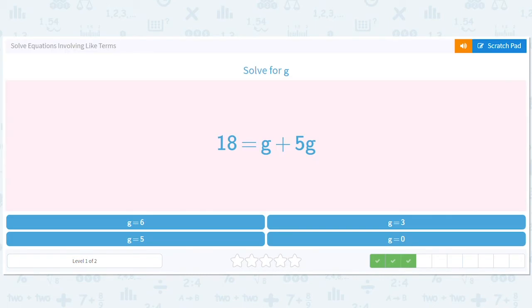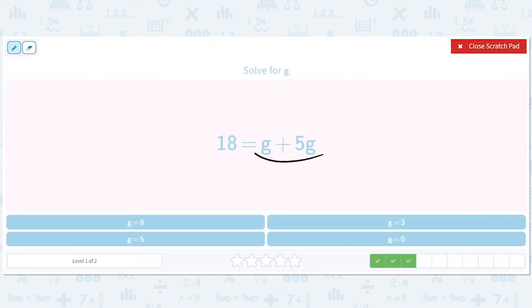It's so fun to touch the answers here, the different ones. 18 equals G plus 5G. So G plus 5G equals 6G.